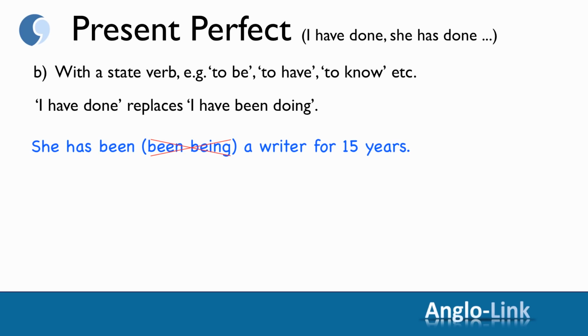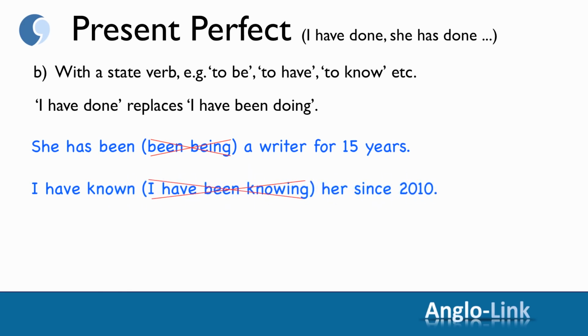Or, I have known her since 2010. Again, because know is a state verb, and we cannot put it in the present perfect continuous tense. So we switch it back to the present perfect simple. I have known. But the timeline will look exactly like the present perfect continuous tense. A state that started in the past and continued and is still correct at the present moment.